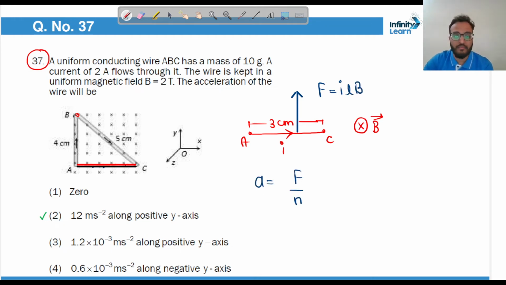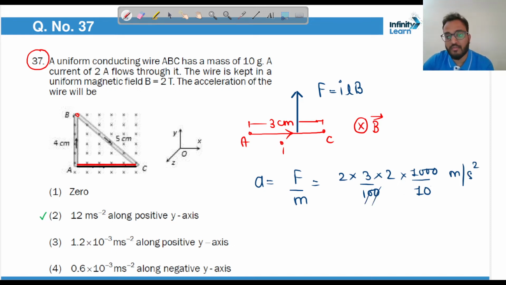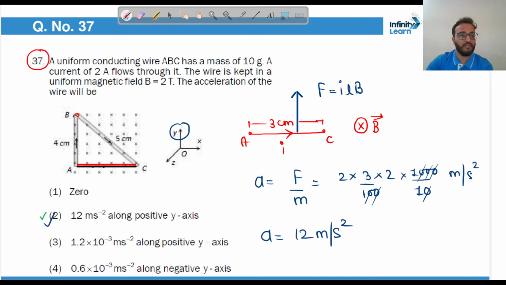It is force upon mass. So I is given 2 ampere, length is given 3 centimeter, magnetic field is given 2 Tesla, mass is given 10 grams. So the acceleration in meter per second square, 1, 2, 3, 1, 2, 3. What is the answer? 12 meter per second square, in the vertical direction, that means along the y-axis. So the second option is correct.